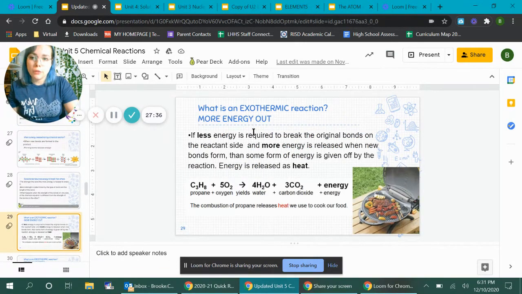So when we're talking about exothermic and endothermic, if you look on the product side or the right side of the yield arrow and you see energy, that is exothermic. It's releasing energy. That means less energy was required to break the original bonds on the left side of the yield arrow, and more energy was released when the new bonds were formed. Okay.